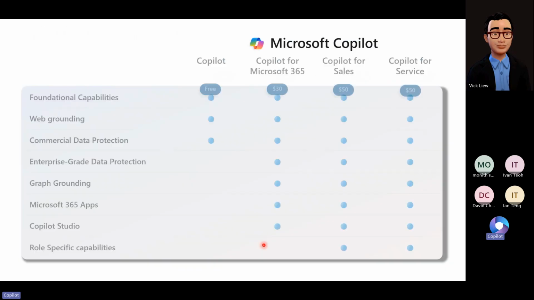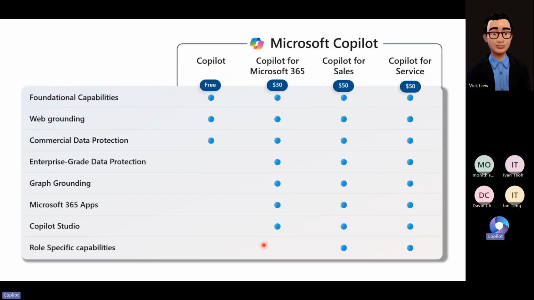So if you move to the next slide, these are the summaries. You have the Copilot free version. You have Copilot for Microsoft 365, which costs you $30. There are other Copilot versions as well, which are for sales and for services.